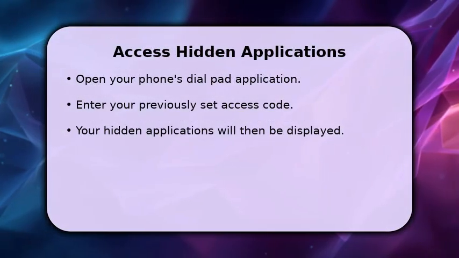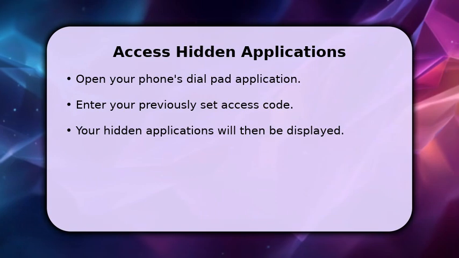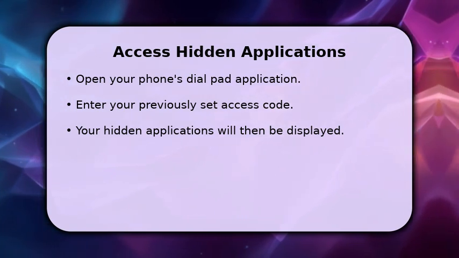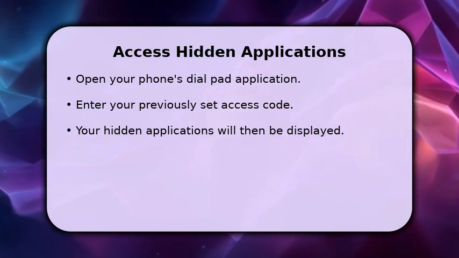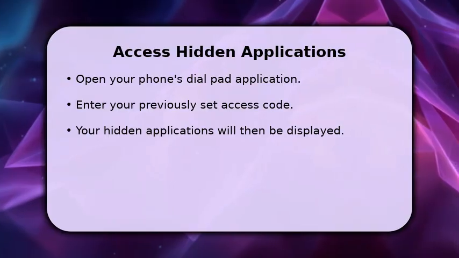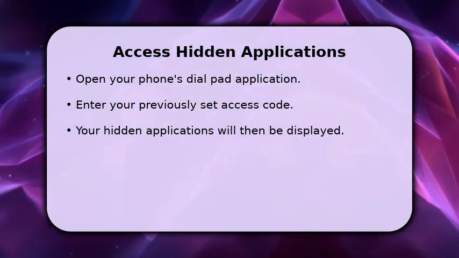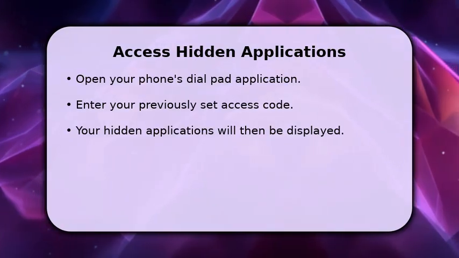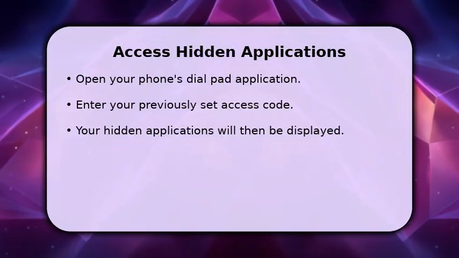To access your hidden applications, it's a very simple process. Just open your phone's dial pad as if you were going to make a phone call. Then, enter the access code you created earlier, including the hash symbols at the beginning and end. Once you input the correct code, your hidden applications will instantly appear on the screen, ready for you to use. This method ensures that only you, with your unique access code, can view and open these private apps.